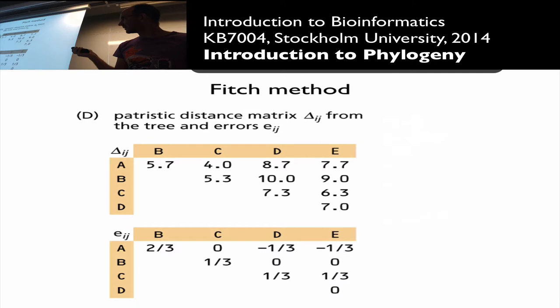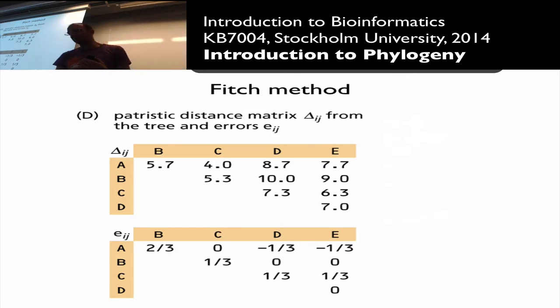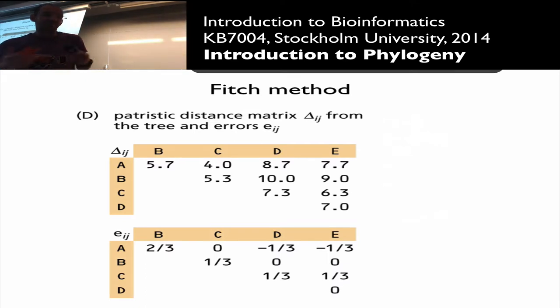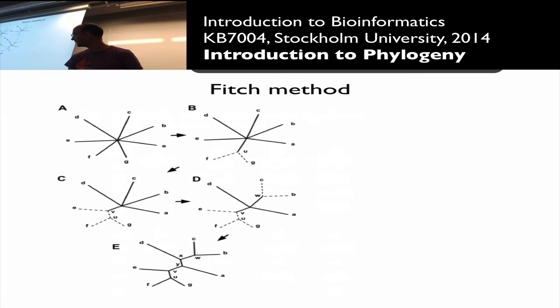And here, this is the errors you have, so particularly this AB distance is not perfect. So you have an error estimate here, and this is the distance you got. Or you had this negative distance, I don't really know what you would interpret it as. But it doesn't make sense in evolution terms, I don't think you can end up with it.